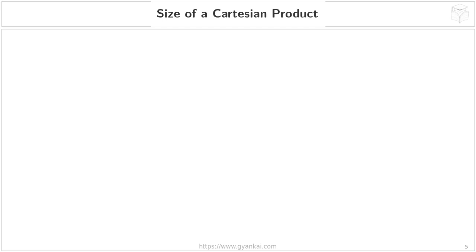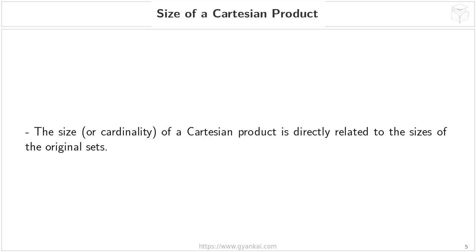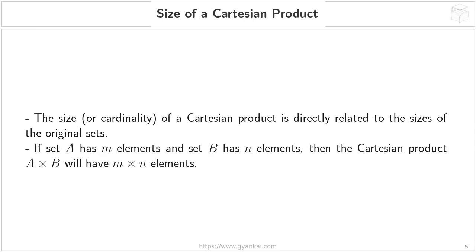Size of a Cartesian product. So let's move on to understanding how many elements are in a Cartesian product. As we've just seen with the commutative property, the order of the sets matters when forming the product, but what about the number of elements it contains? This slide tells us that the size, or what mathematicians call the cardinality, of a Cartesian product is directly linked to the sizes of the sets we're multiplying together.